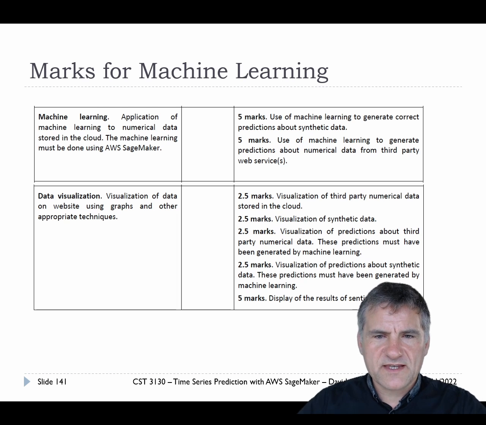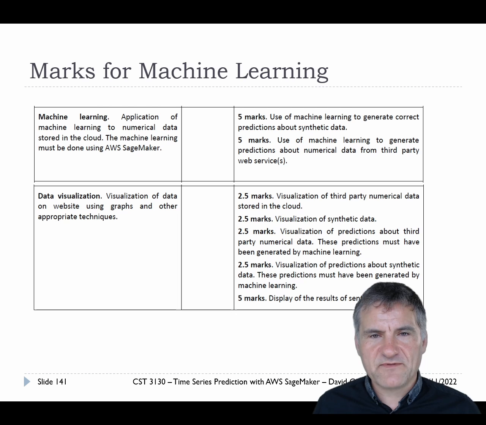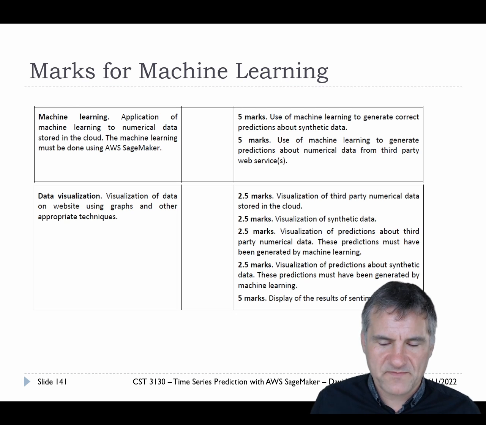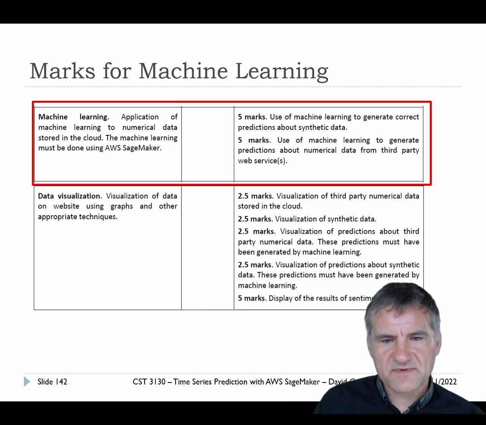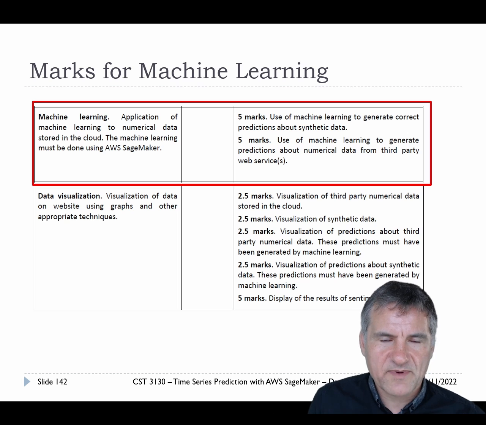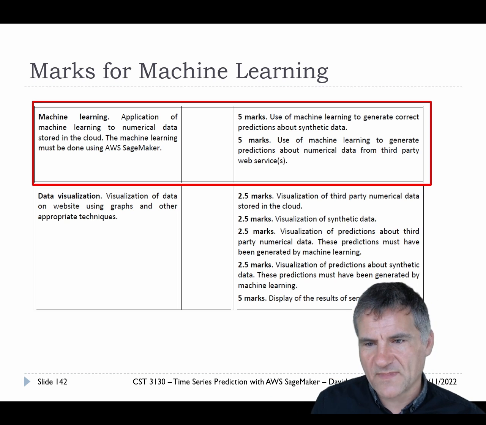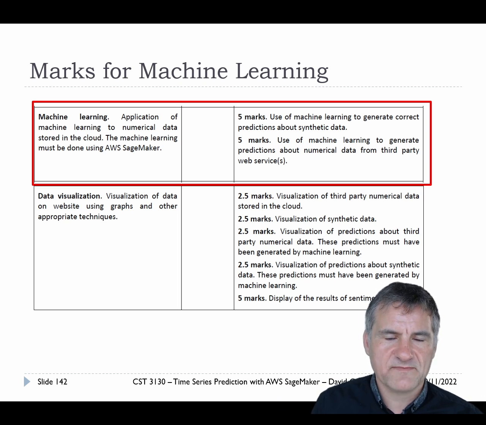Okay, so we're kind of done. I know it's quite a lot of stuff, but hopefully that's given you enough information to be able to train your own deep AI algorithm to make predictions about time series data. There are 10 marks for training up both the synthetic data and the real data, 5 marks per type of data.